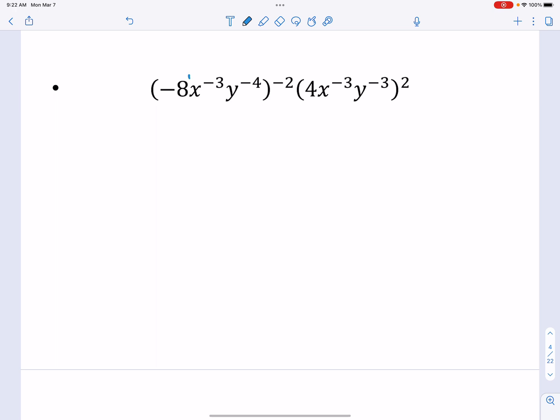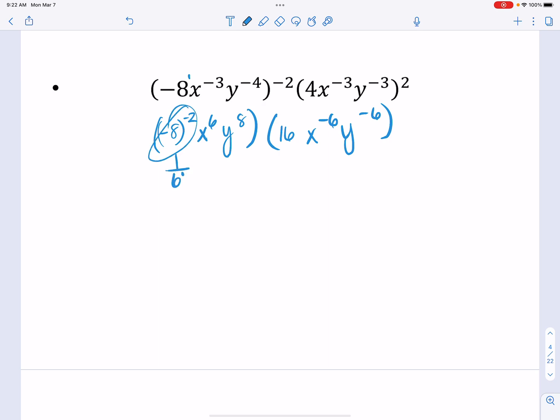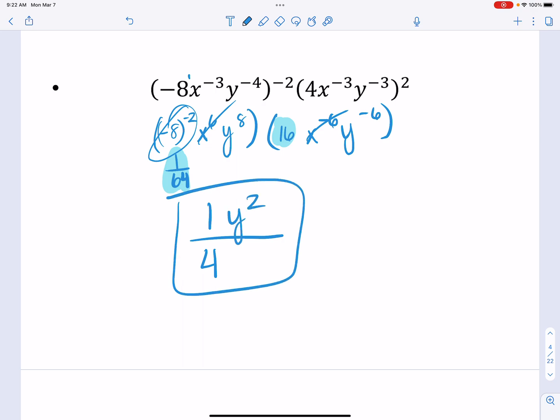Okay, so you're doing, if I put a 1 here, this would be a negative 8 to the negative 2, x to the 6th, y to the 8th, times 2, that would be 16, x to the negative 6, y to the negative 6th. So this right here would be 1/64th, and it would be positive because it's to an even exponent. So then if I put these two numbers together, 16 divided by 64 is 1/4. My x's would cancel, and when I add exponents, I'd have y squared. So if you did that one differently, but got the same answer, good job.